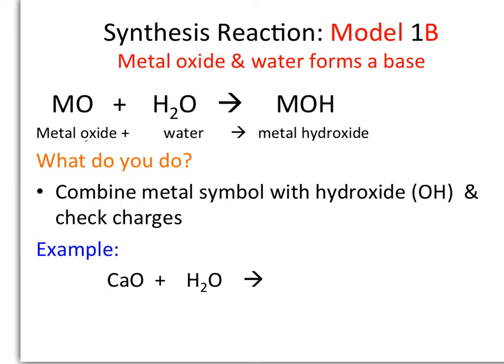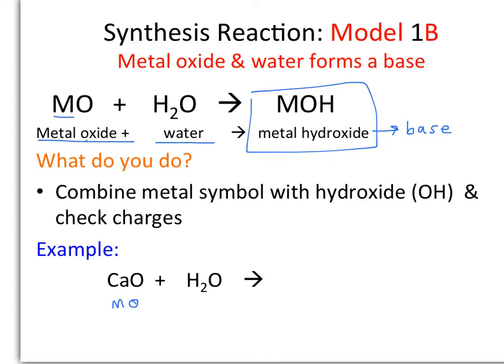The second model under synthesis is model 1B. It is when the metal oxide will react with water to form a base. If we take a look at the reactants, you will notice that instead of the last example where there were 2 elements, you actually have 2 compounds, but they will form one single compound. In this case, a metal hydroxide, which by now you guys know as a base. So how do we do this? Well, first thing you have to recognize is the metal oxide reacting with the water. And then what you'll do is you'll find the metal, in this case it's calcium, and you'll place it next to the hydroxide, and then you will check your charges.